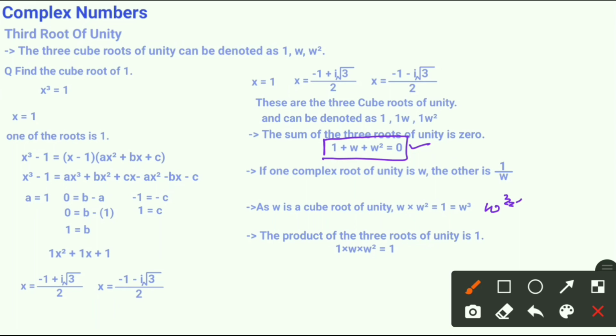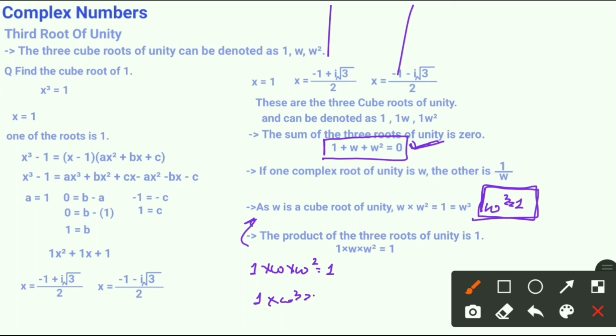Okay, so it's saying that w cube is equal to 1. The product of the three roots of unity is 1 multiplied by w multiplied by w square. Okay, it's the same thing as this one. 1 plus w plus w square is equal to 0. The other is w cube is equal to 1. And the product of the three roots of unity is 1, because 1 multiplied by w multiplied by w square means 1 times w cube, which is equal to 1. 1 multiplied by 1 is equal to 1. Okay, that's why the product of the three roots is 1.